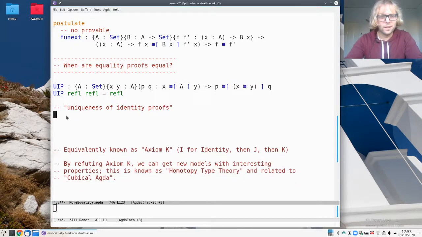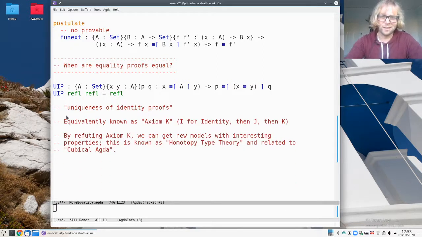And this is equivalently known as axiom K, which is a particularly bad name, and the reason it's named like this is because in the first version of the first papers about type theory, this equality type was called the identity type, so it was called I, and then the next letter after that was used was J for the eliminator for this type, and after J comes K. So that's why you have a completely incomprehensible name.